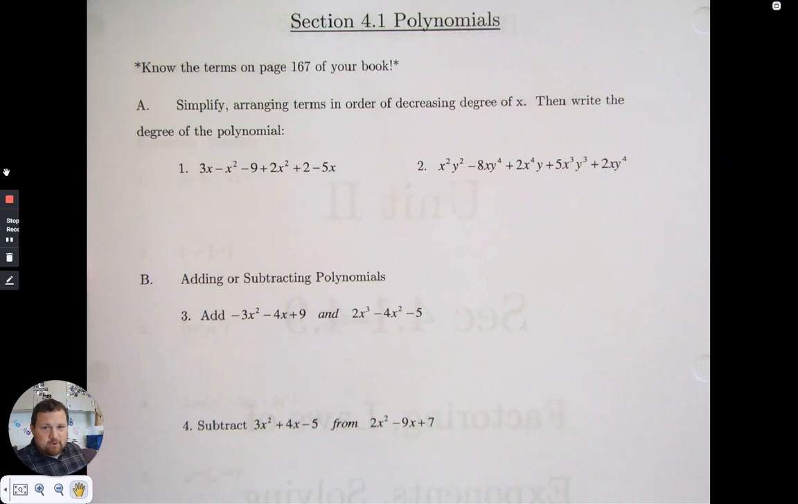Hello and welcome back. We're going to be looking at 4.1 polynomials and 4.2 some basic exponent laws. Okay, so we're going to start off talking about some polynomials.